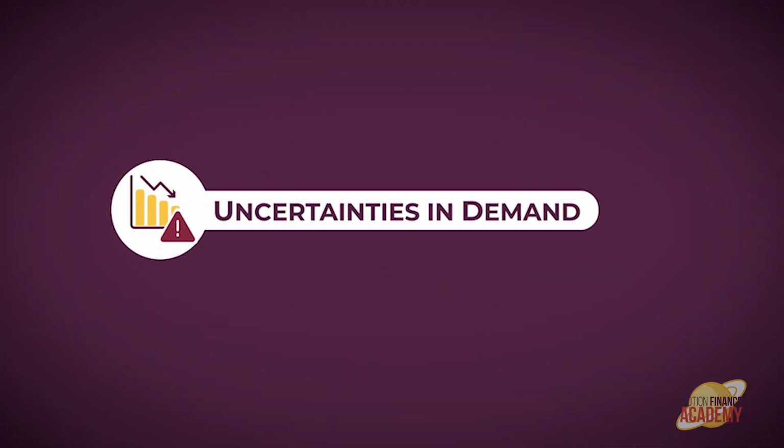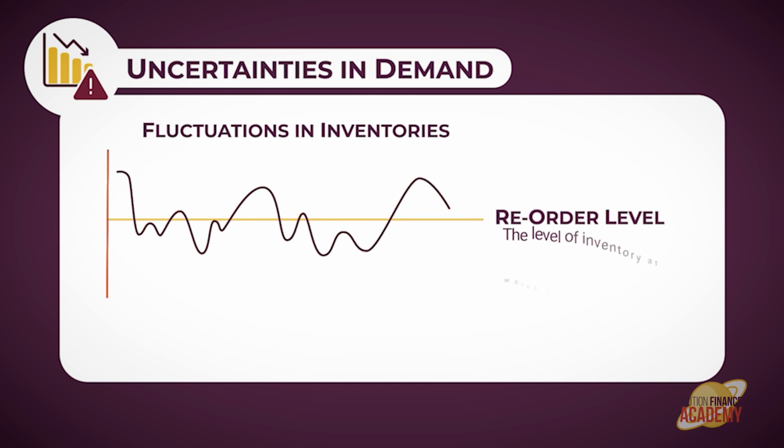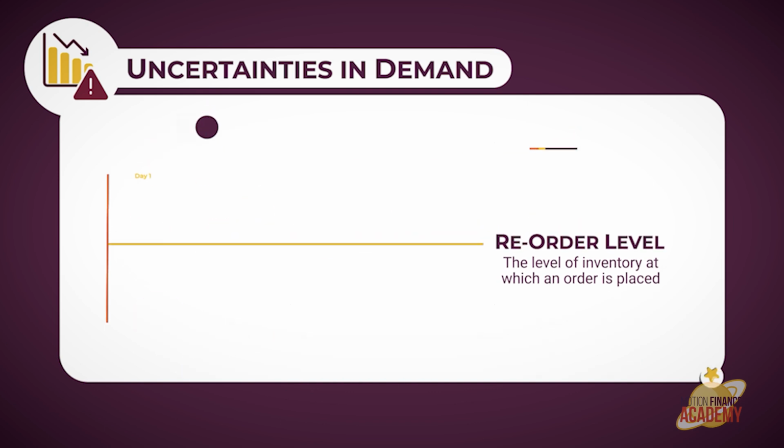Moving on, now if there are uncertainties in demand and lead times, then a reorder level can be calculated. This is the level at which inventory should be ordered from the supplier. It's a simple formula. It's calculated as the maximum lead time times the maximum usage of inventory.